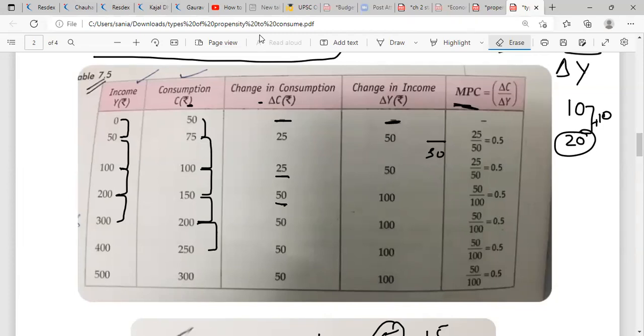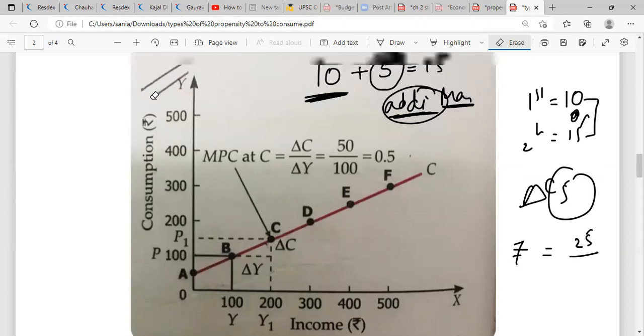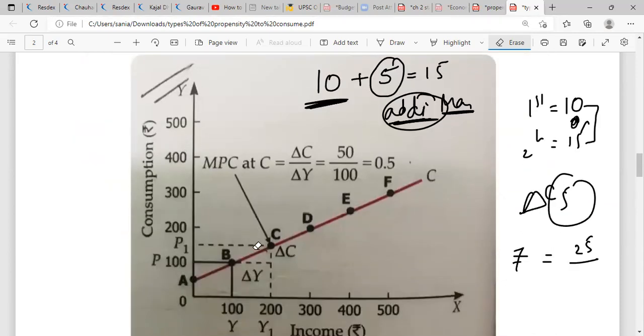Meaning drawing this table? Yes. Wait. You can see this? Yes, graph. So you just have to use this income and consumption, and you have to draw this.